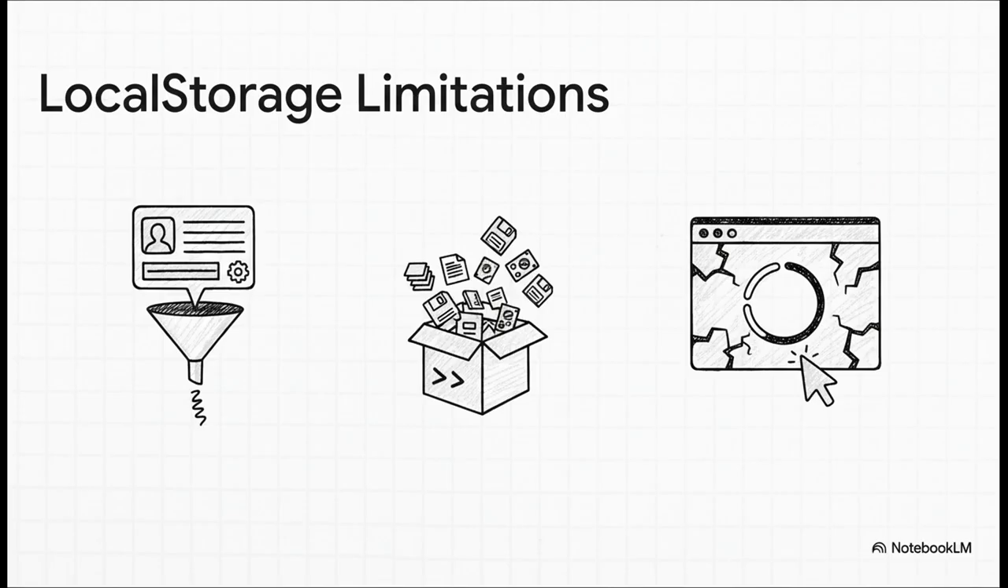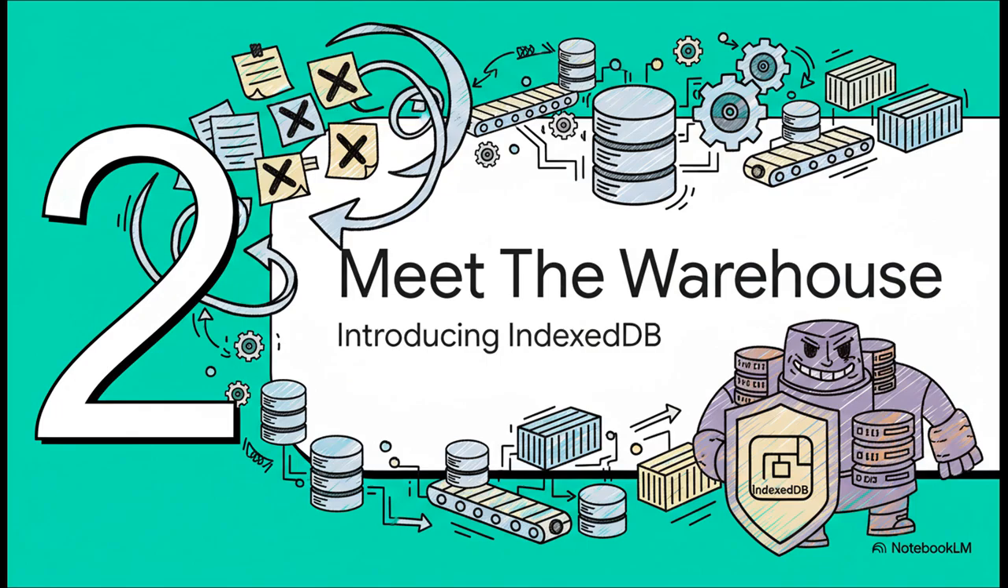And maybe worst of all, it's synchronous. That means every time your app reads or writes, it literally freezes everything else for a moment. Not a big deal for a tiny piece of data, but for anything bigger, it just kills the user experience. So, to get past that sticky note problem, we need something way bigger, way faster, and way more flexible.